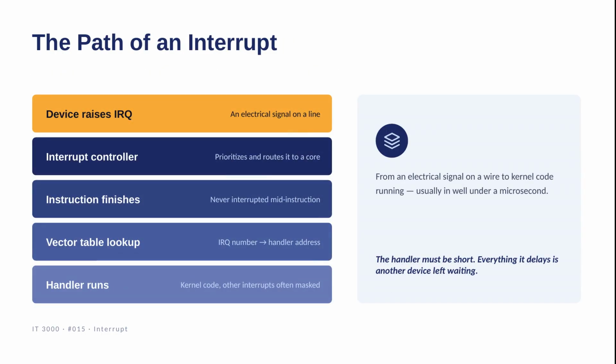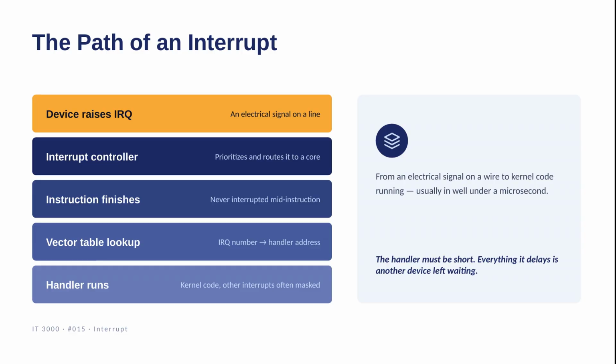So let's follow one of these from the wire up. A device raises an IRQ, literally voltage on a line, and the interrupt controller decides which core should hear about it and with what priority. The CPU finishes whatever instruction it was in the middle of, it never stops halfway, then uses the IRQ number to look up a handler address in the vector table and jumps there. All of that, from electrical blip to kernel code executing, typically happens in well under a microsecond.